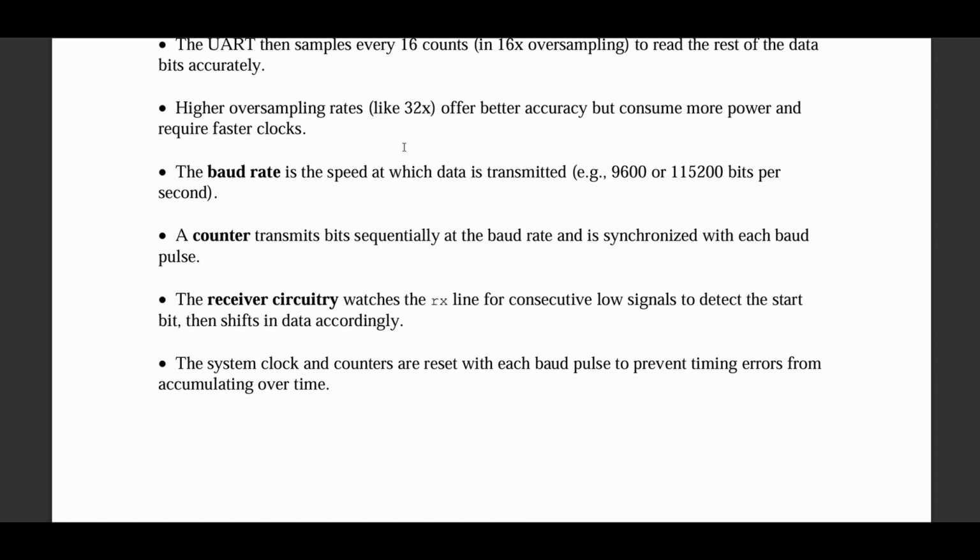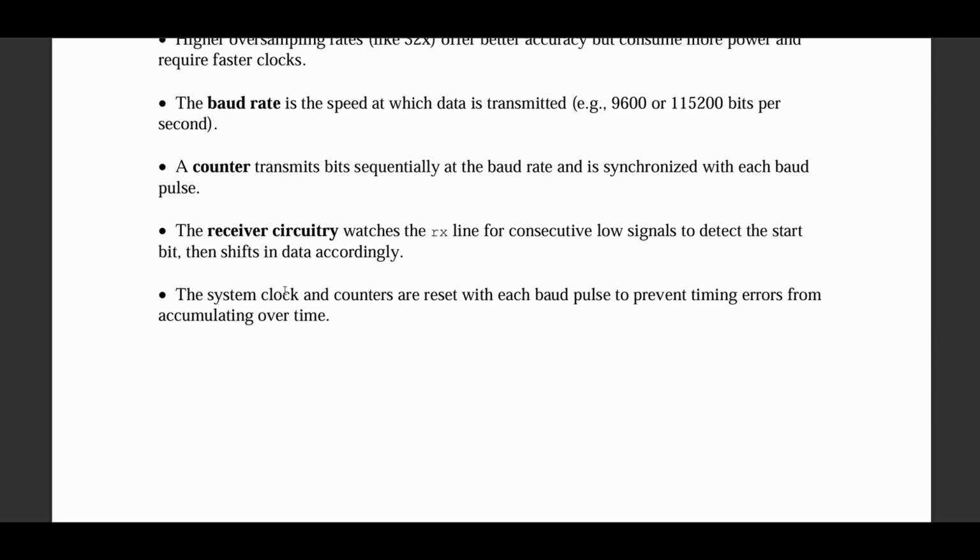And the baud rate, once again, I will summarize: baud rate is the speed at which data is transmitted. For this, we have taken 9600, and the counter transmits data sequentially at the baud rate, synchronized with each baud pulse. The receiver circuitry watches the RX line for consecutive low signals to detect the start bit and then shifts in data accordingly. And the system clock counters are reset with each baud pulse.